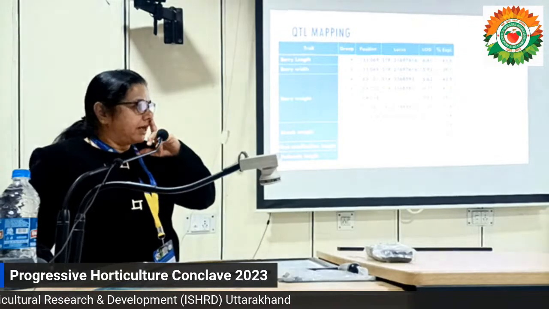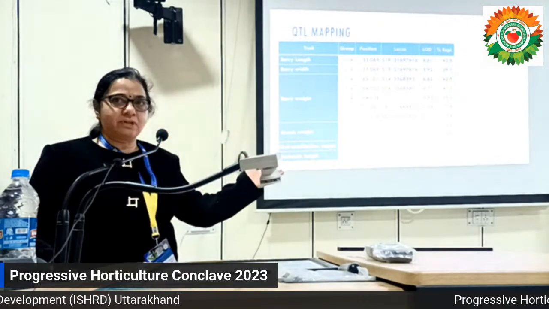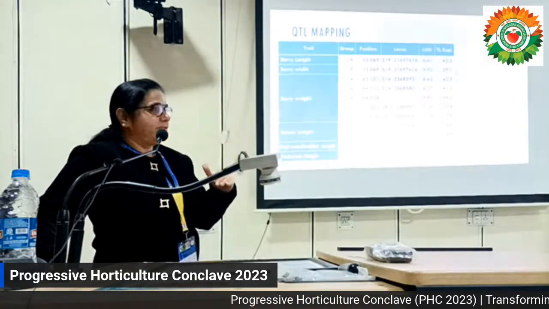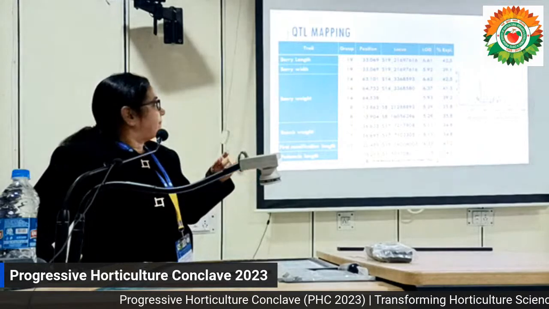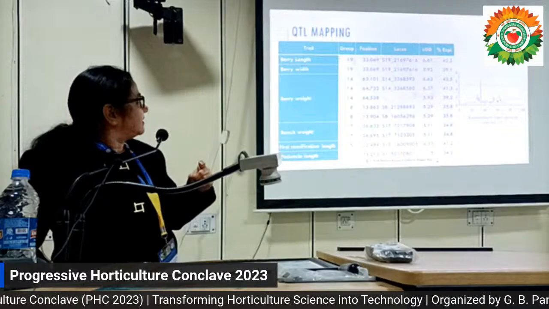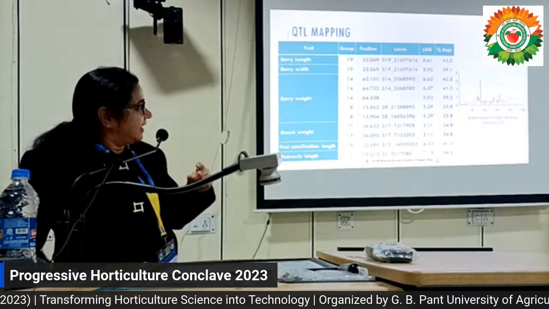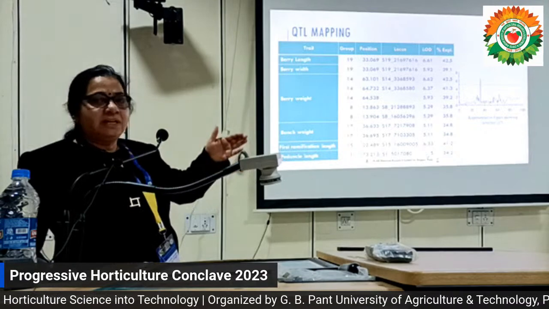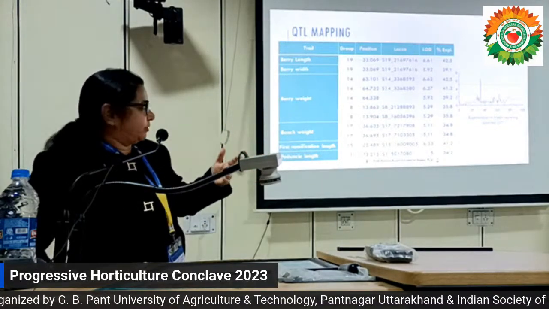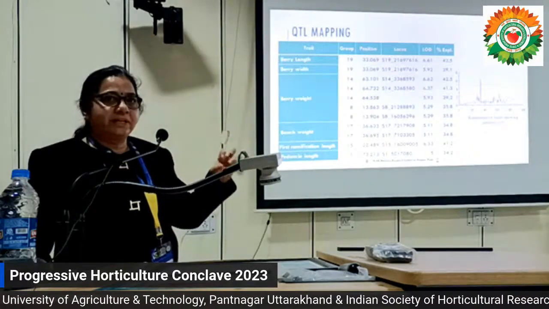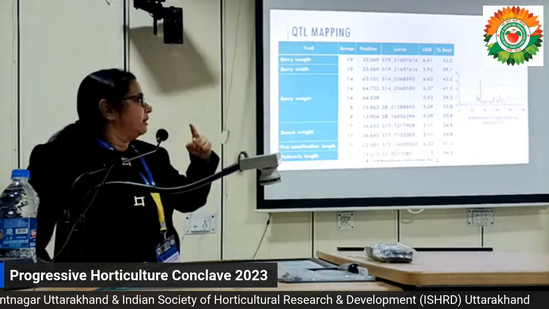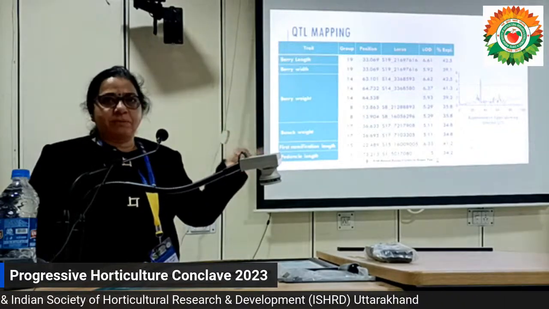In QTL mapping, we had map data for our parents and phenotyping data of the population. We subjected the map data and phenotyping data to interval mapping, and we could identify some QTL regions for different traits. In fact, there are many more QTLs, but I'm presenting here only the QTL regions which showed a LOD value of 5 or more. So these are very significant. There is an analysis which tells us how much LOD should be considered. For grape, it came to 5.5.